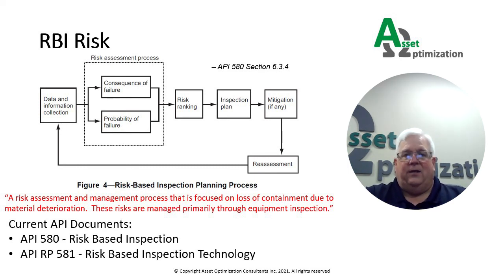And currently, there are two documents. The first is API 580, Risk-Based Inspection, as mentioned earlier, which provides the requirements for the work process shown in the diagram. And API RP 581, Risk-Based Inspection Technology, which actually provides the techniques for calculating probability and consequence for the damage mechanisms that are considered in risk-based inspection.